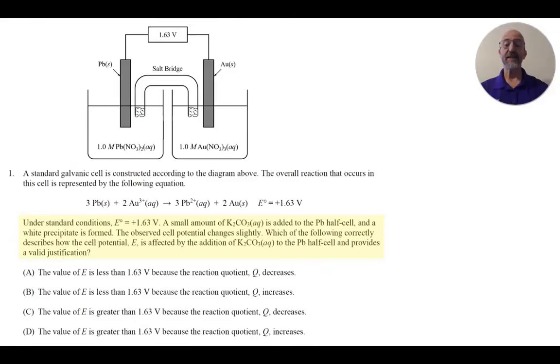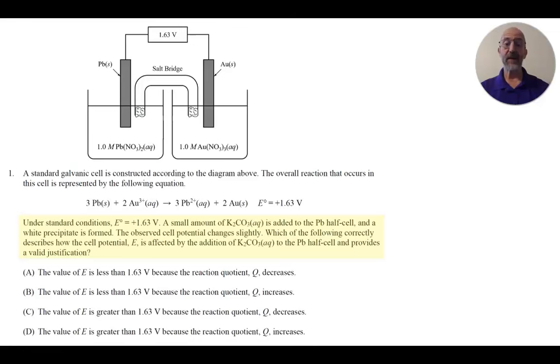So what happened in this experiment is we began with a standard galvanic cell. We had standard conditions, but then a change was made, the addition of aqueous potassium carbonate to the lead half cell. And that change moved us into non-standard conditions. So now we have a non-standard cell.